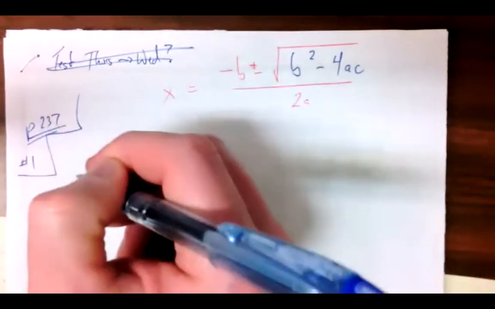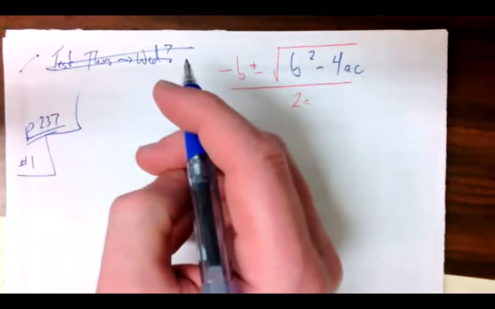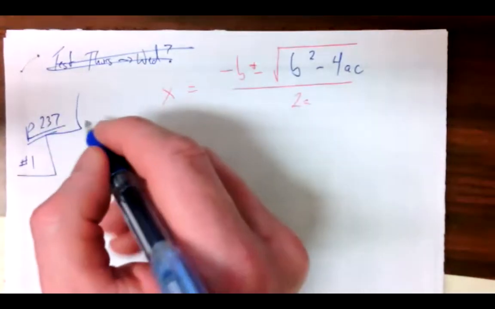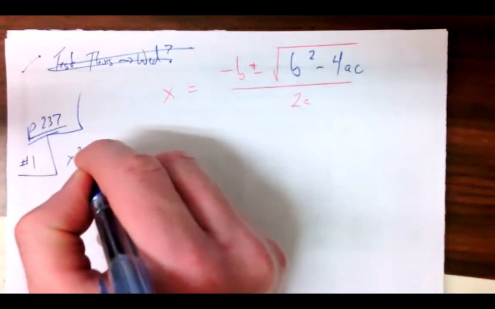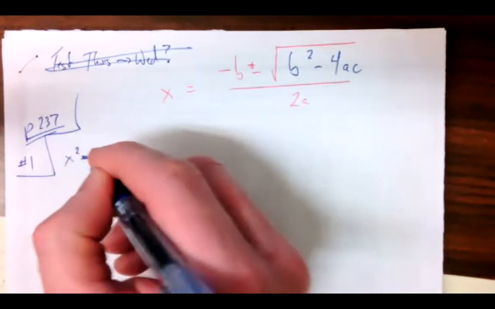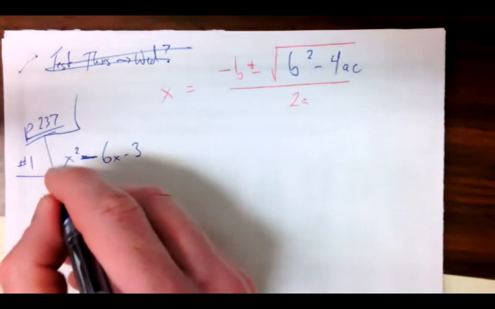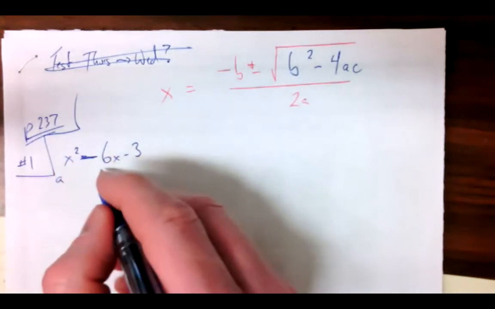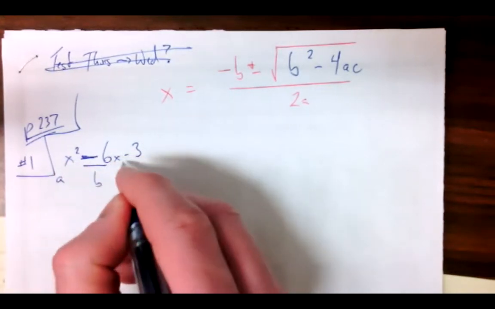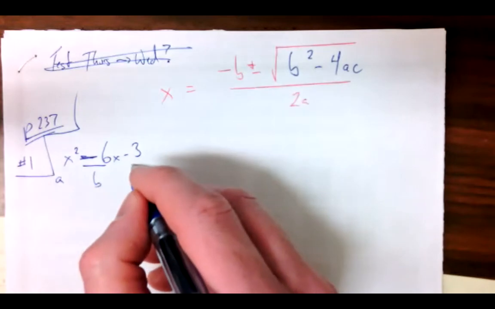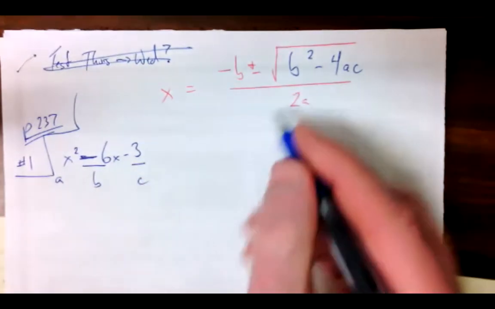So first example, page 237, number 1, says find the value of each discriminant and describe the nature of the roots. So x squared minus 6x minus 3. The 1 in front of the x squared is a, the negative 6 in front of the x is b, the negative 3 here is c.